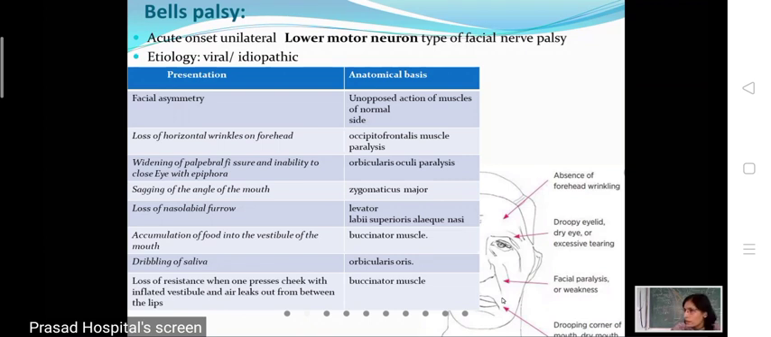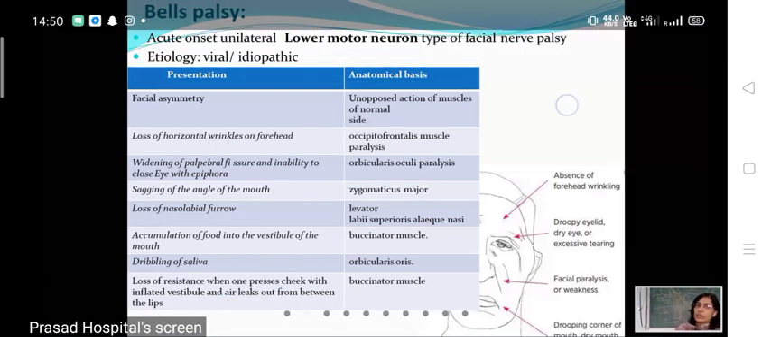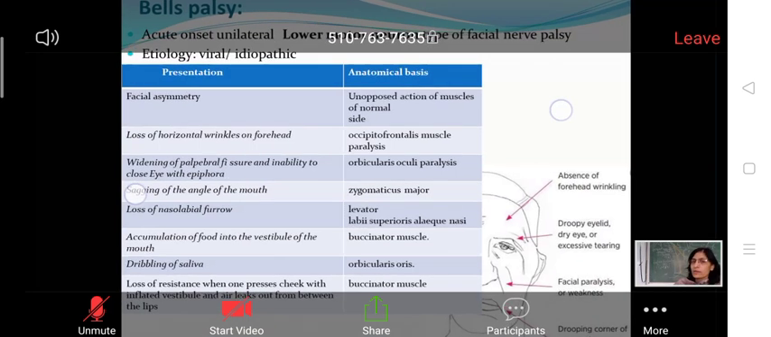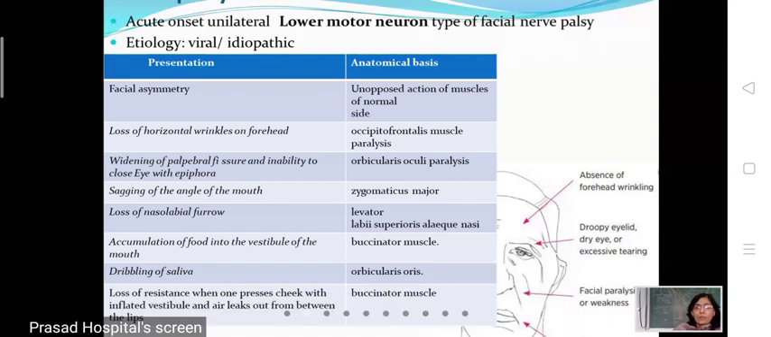Then there will be sagging of the angle of the mouth. When you ask the person to smile, when you ask the person to laugh, the person will not be able to do so. His angle of mouth will sag downwards towards the paralyzed side because of the fold of skin which is present from the lateral side of the nose to the angle of the mouth. This furrow is not there because of the paralysis of levator labii superioris alaeque nasi.